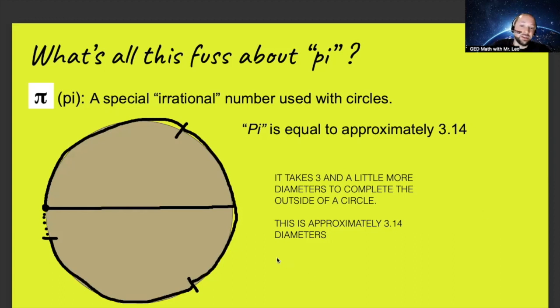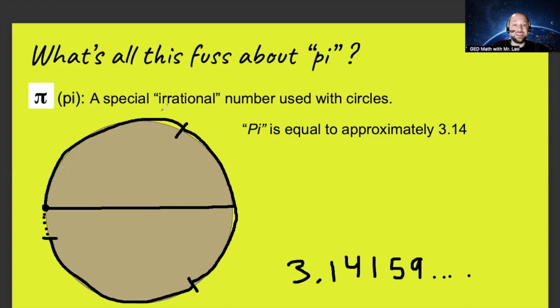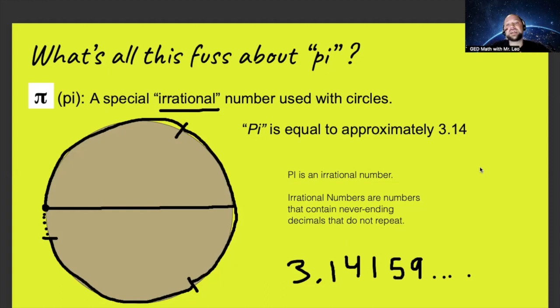So if you type it into your calculator, it even has a pi button. If you check it out, it will give you that pi is approximately 3.14159, and then it actually keeps on going. This is an example of an irrational number. This is an important vocabulary word, and you will find it all over the GED test. Keyword here, irrational. All right. Pi is an irrational number. What is an irrational number? Irrational numbers are numbers that contain never-ending decimals that do not repeat. Pi is the most famous example of this. 3.14159, and it keeps on going with no pattern.